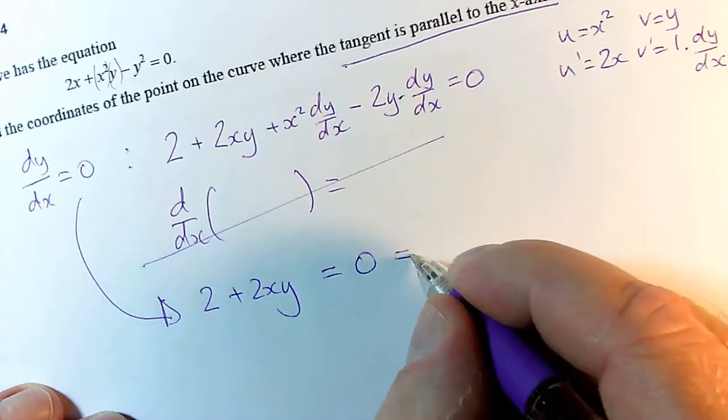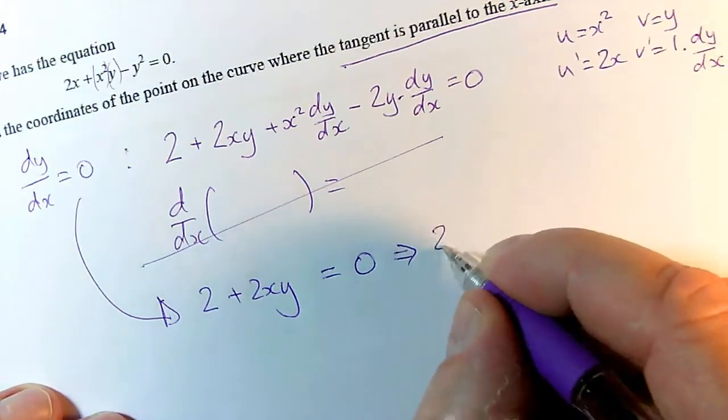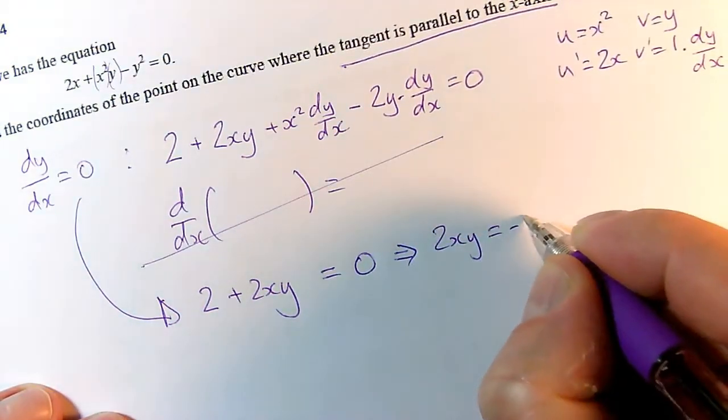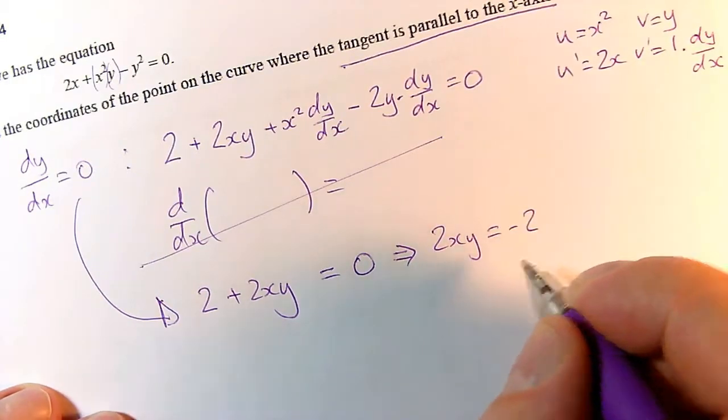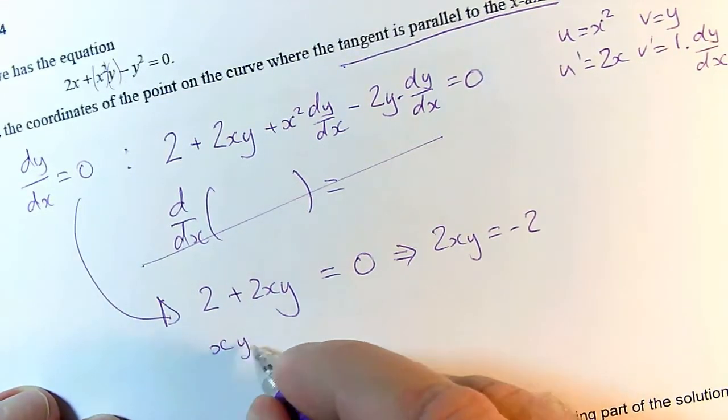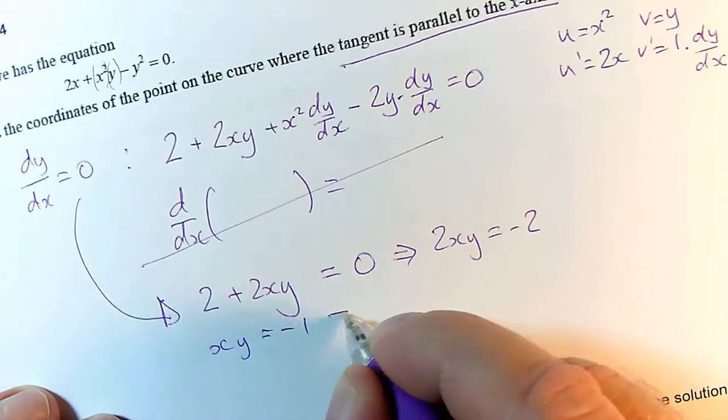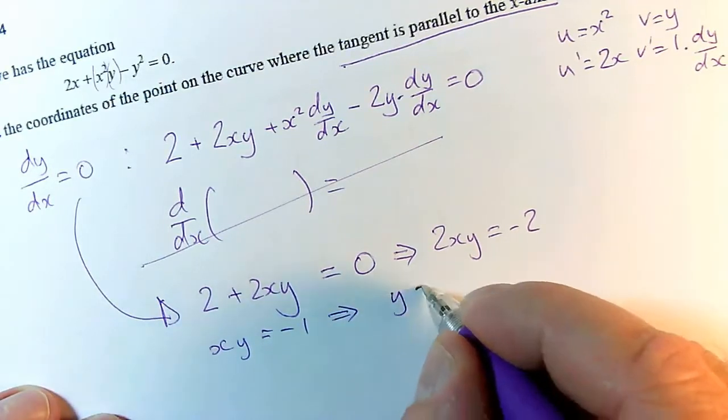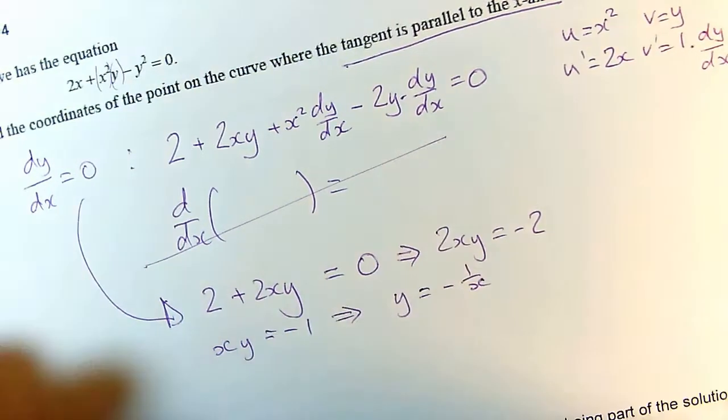And that rearranges to 2xy equals minus 2, so xy is minus 1. So that means that y is going to equal minus 1 over x. Well, how does that help?